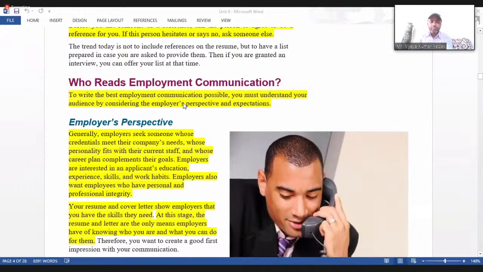To write the best employment communication possible, you must understand your audience by considering the employer's perspective and expectations. So you must focus on the employer's perspective, that is, the way of looking, the attitude of the employer. And what he or she expects from you must be clear to you.